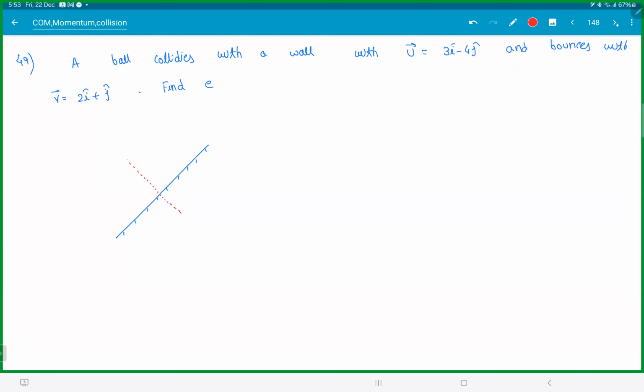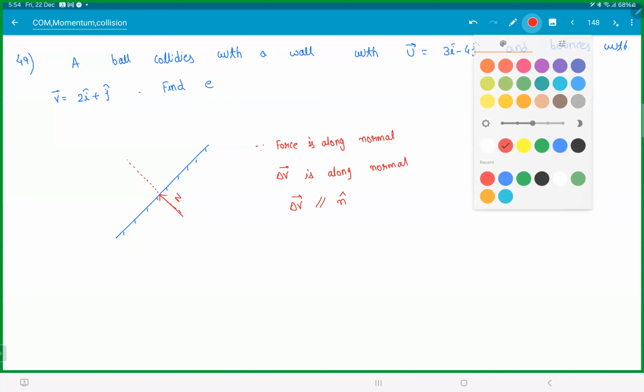So this is somewhere the normal. So the catch here is the force will act along the line of impact, the common normal. Since force is along the common normal, the change in velocity is also along the normal. Do you agree? Why? Force is m dv by dt. So change in velocity and force should be parallel. Therefore, delta v bar is parallel to the normal vector.